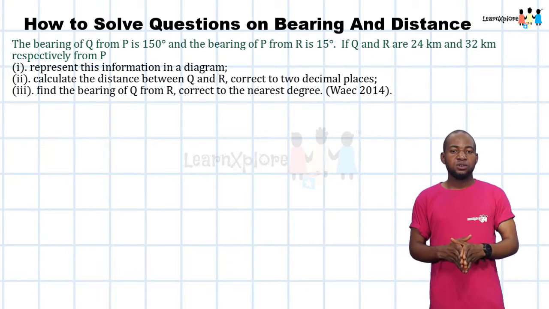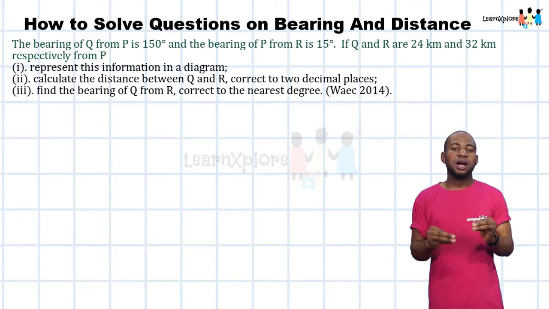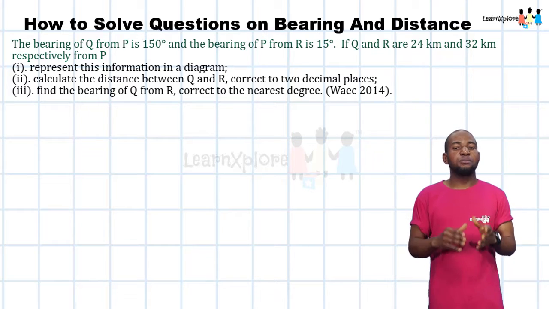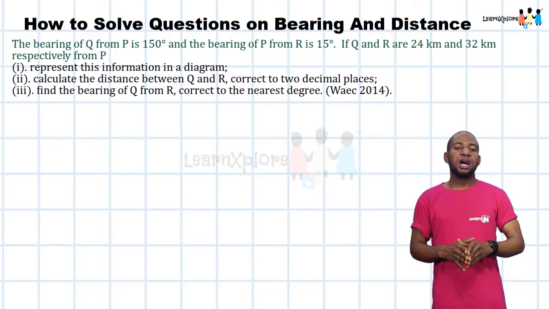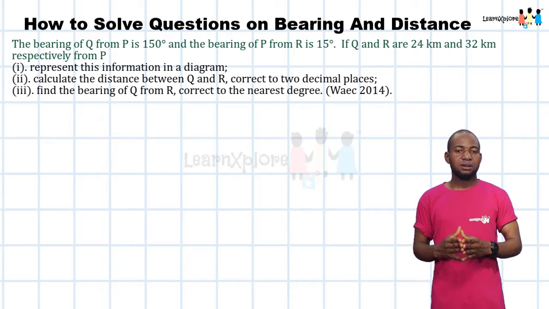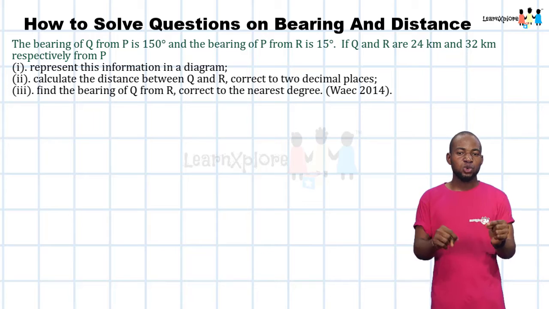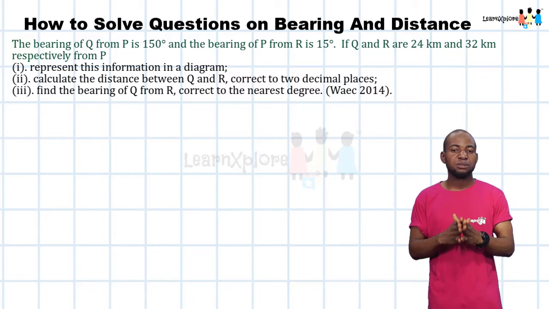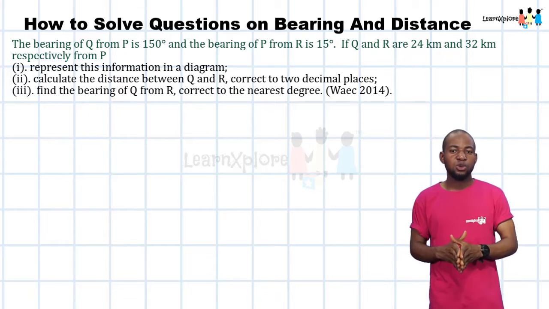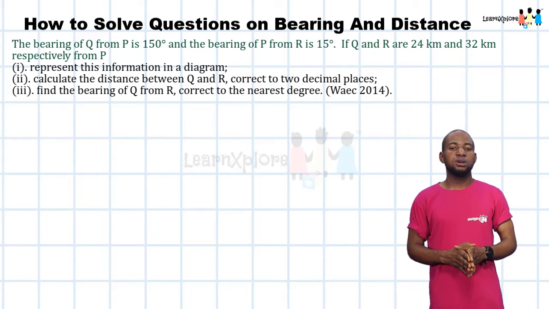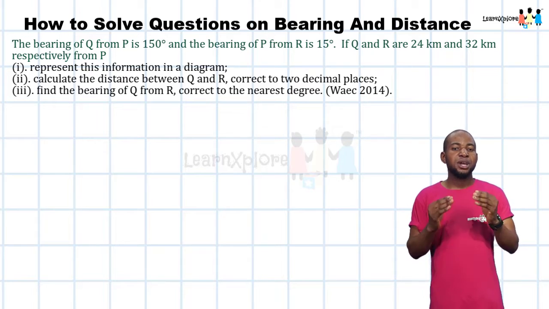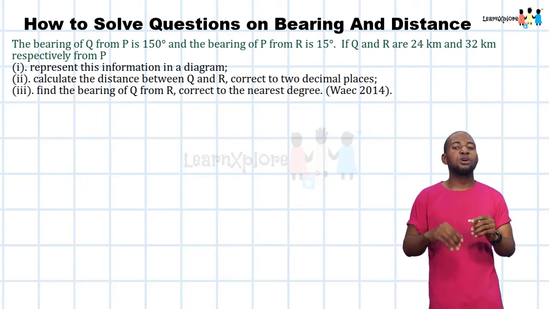The bearing of Q from P is 150 degrees, and the bearing of P from R is 15 degrees. If Q and R are 24 kilometers and 32 kilometers respectively from P, represent this information in a diagram. Calculate the distance between Q and R correct to two decimal places. The third one, we have to find the bearing of Q from R correct to the nearest degree. Solution: from the question, it says that the bearing of Q from P is equal to 150 degrees.